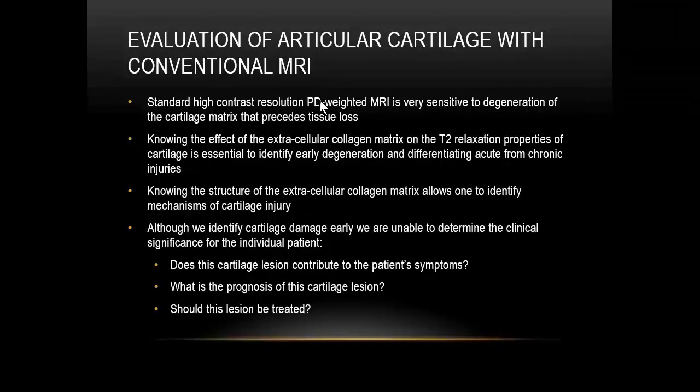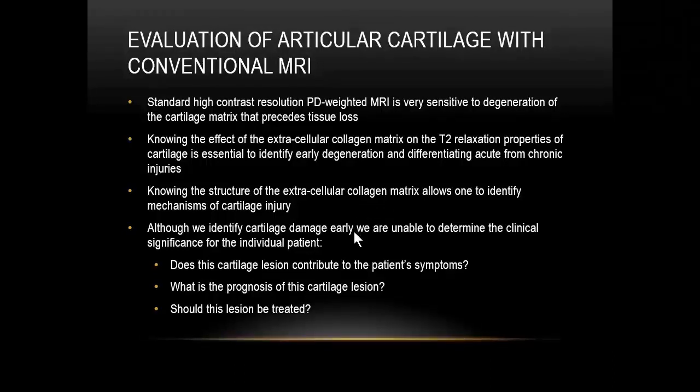I think a couple of things are very helpful to do that. One is that understanding the normal collagen matrix allows you to begin to pick up those early cartilage lesions. It allows you to understand some of the biomechanical forces that are driving that pathology. It allows you to look at the chronicity: is this an acute or a chronic process? All of that secondary information is helpful when you're trying to put this into clinical context.